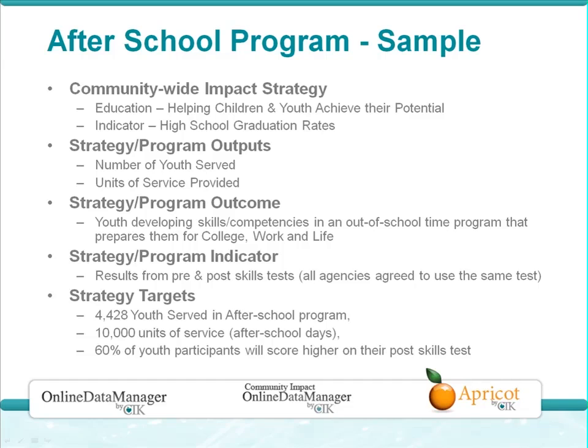So our community-wide impact strategy around education was helping children and youth achieve their potential. That was our community-wide outcome. And our indicator was high school graduation rates. So we were tracking high school graduation rates in Pima County. Our strategy program outputs were around the number of youth served and the units of service provided. So we needed to know that for each of the programs that we funded, so we could see what kind of impact we were having relative to the number of youth involved in the community.